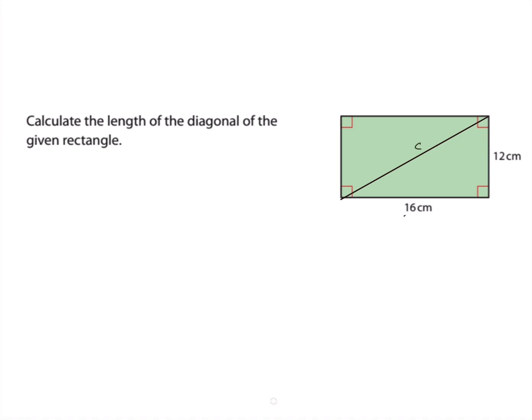So this will be C, that can be A or B, and this can be B or A, it doesn't matter. And all we're doing now is A squared plus B squared equals C squared. So try and do that for homework. And that is it for today's lesson.